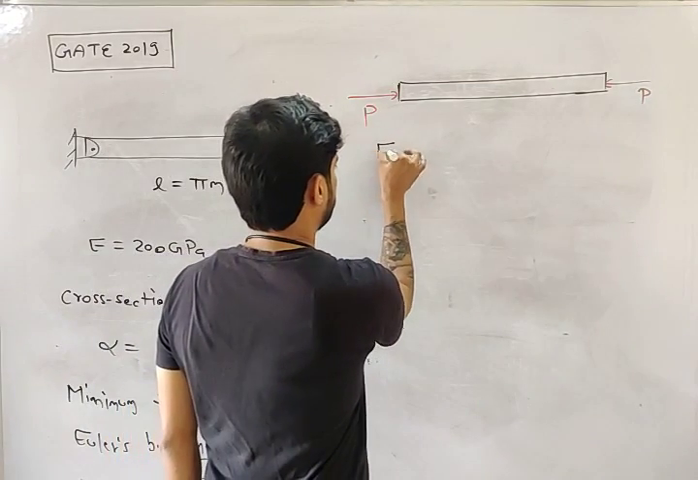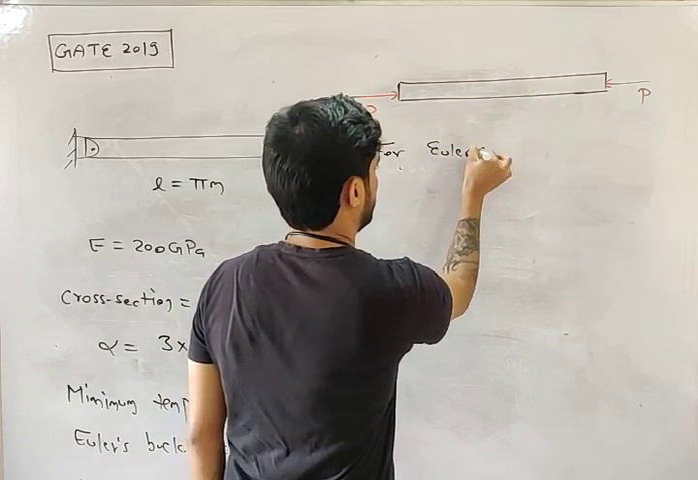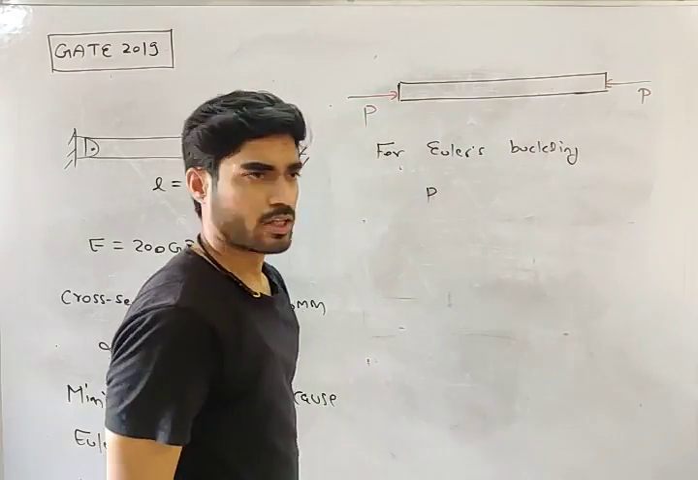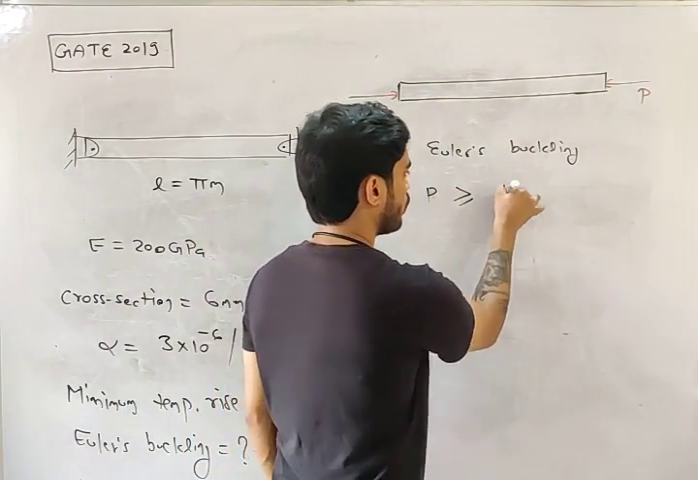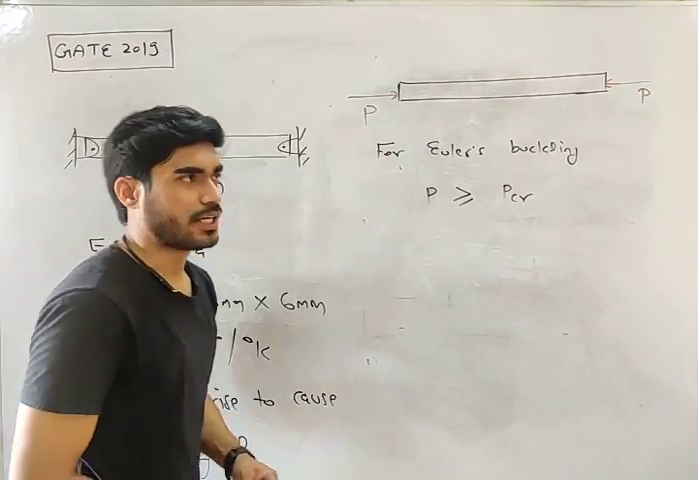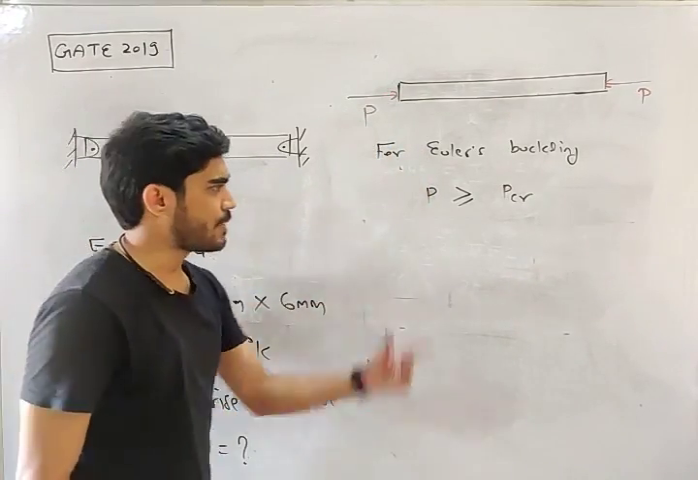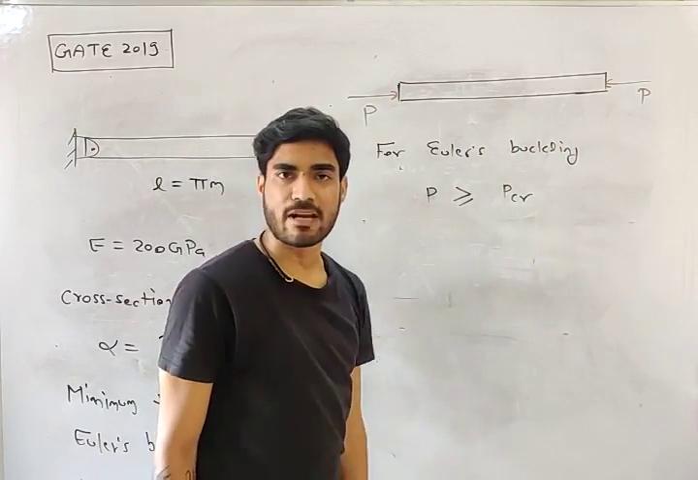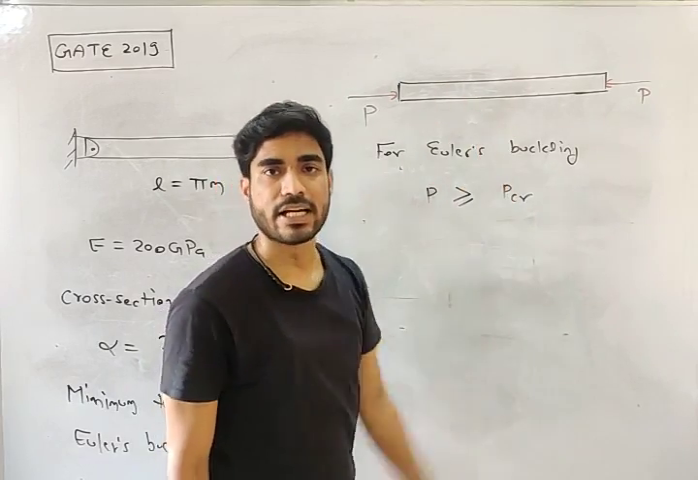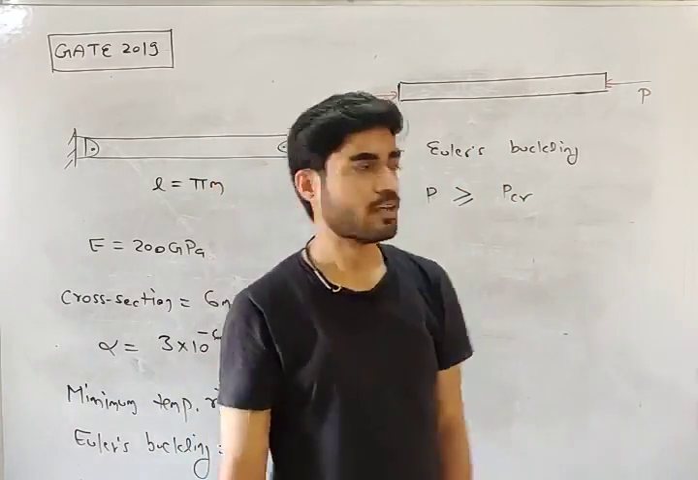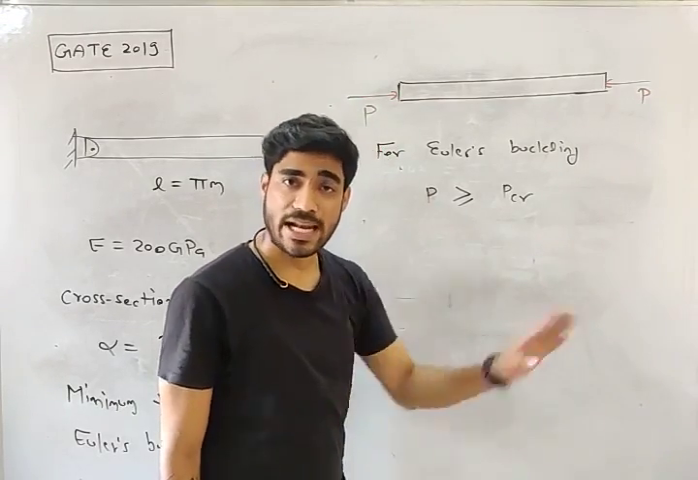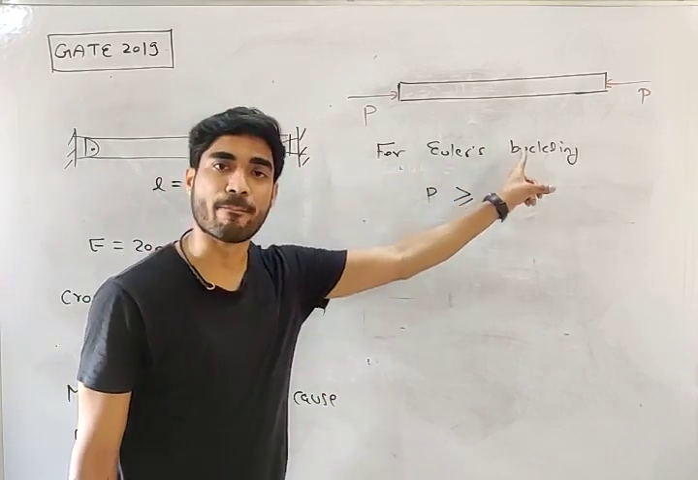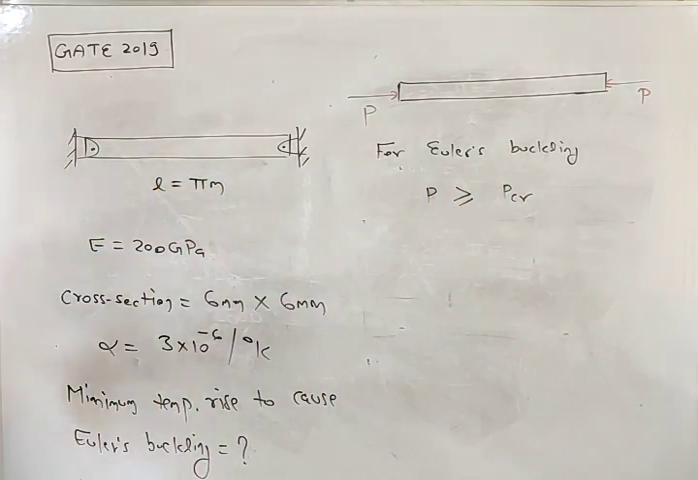So for Euler's buckling, what will be the condition? This P should be equal to or greater than P critical. It is going to buckle at P critical. P critical means the load at which buckling happens. If P is less than P critical, it is not going to buckle. So if you want buckling, P should be greater than or equal to P critical.